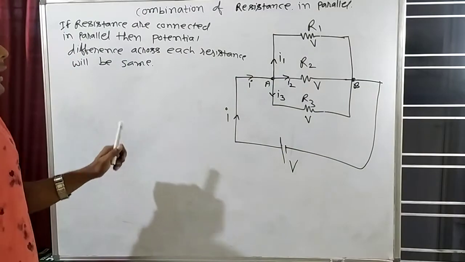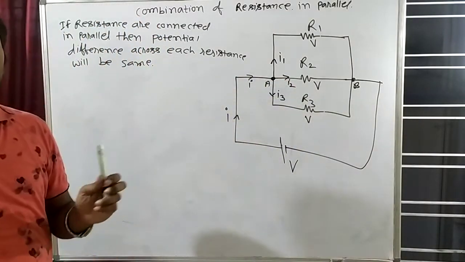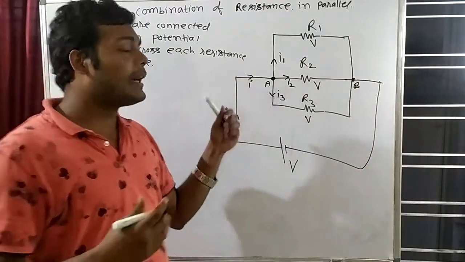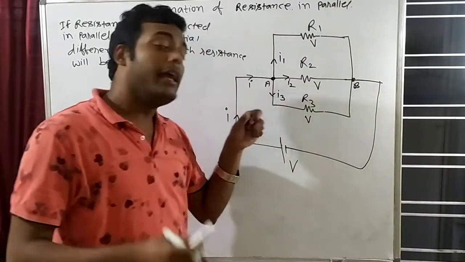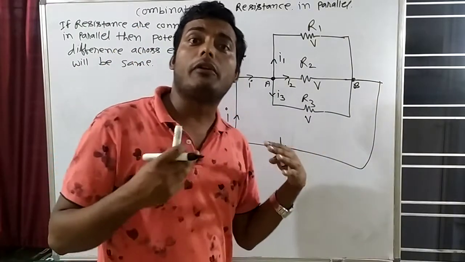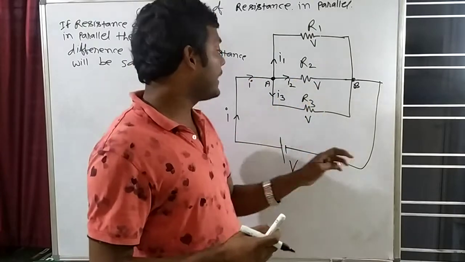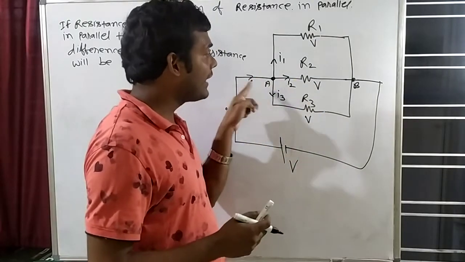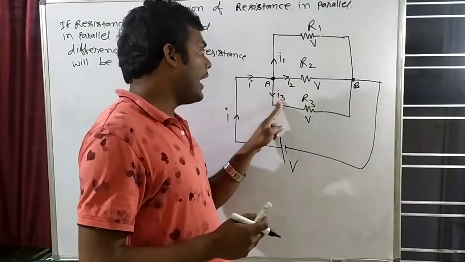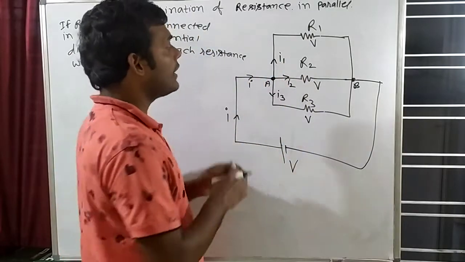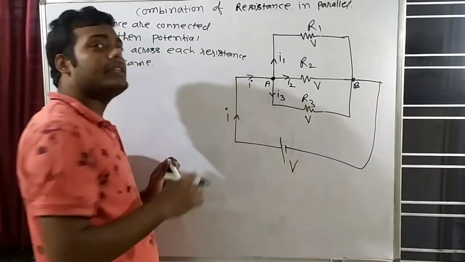So what will happen at this junction, at the junction A? What is the junction law? That incoming current will be equal to outgoing current. At junction A, what will happen? Incoming current will be equal to outgoing current. So on this junction, how much current is incoming? I current is incoming. How much current is outgoing? I1, I2, and I3 are outgoing from this junction.